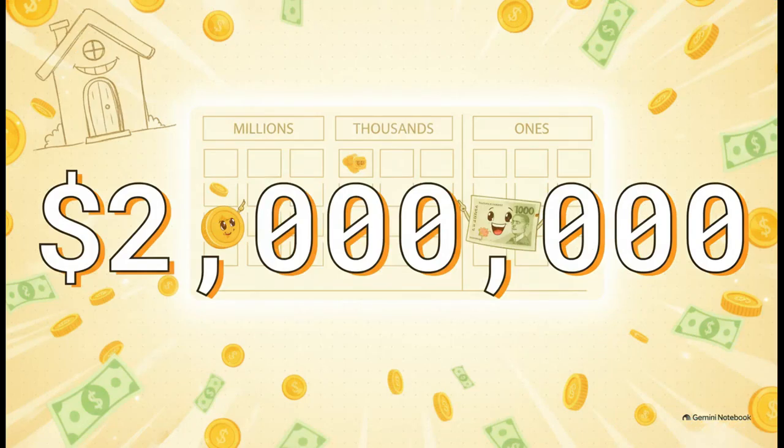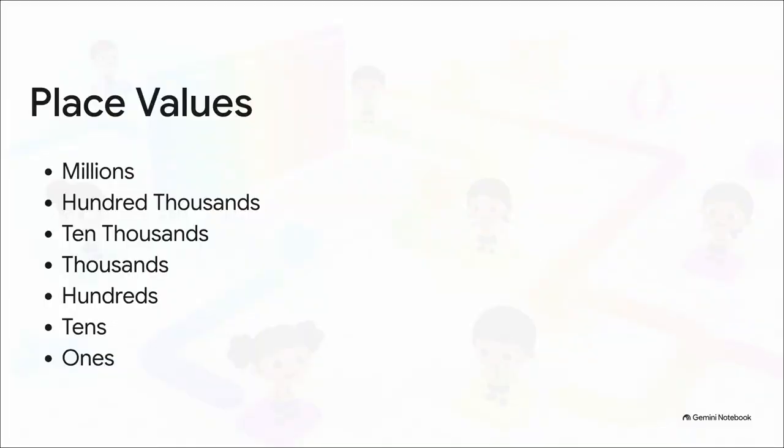Or picture this. Imagine trying to buy a house with a staggering selling price of $2 million. If you had to pay for that entire thing in $1,000 bills, you would literally need 2,000 of them. This is exactly why we need a structured, logical way to organize all those zeros and digits. Abstraction is really the core of mathematical thinking, and grouping numbers into place values, well, that's the ultimate form of abstraction.